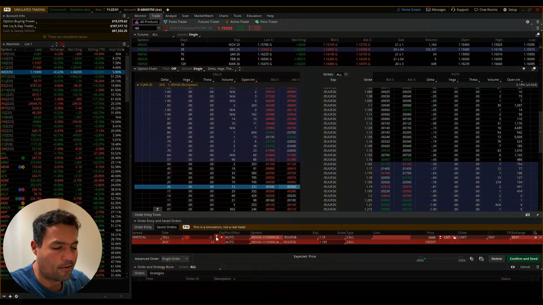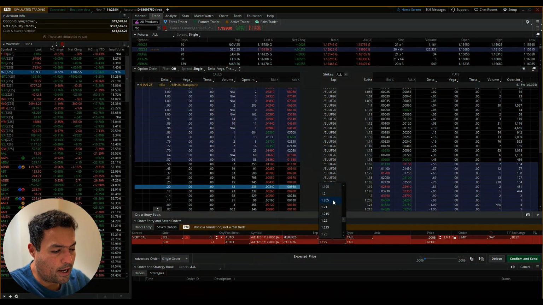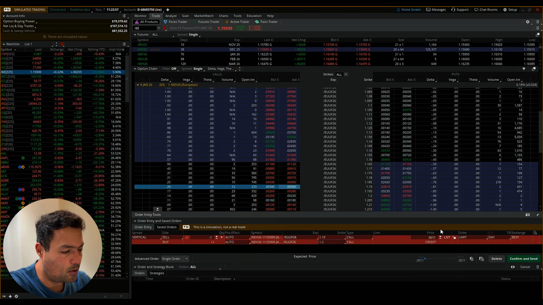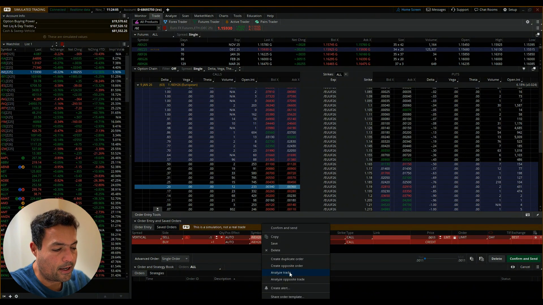That's the risk reward. You have to divide those two numbers to get to that. From 1.19, I'm going to always go one strike up, which is 1.2, and I'm collecting 12, 11 ticks here. It is. Try and collect 11. Right click and analyze this trade.